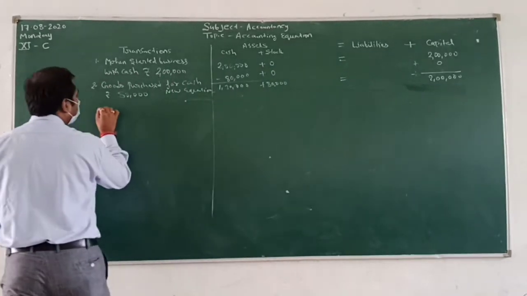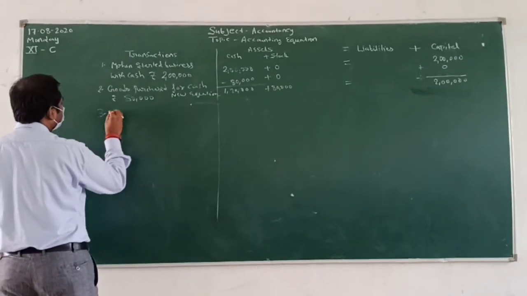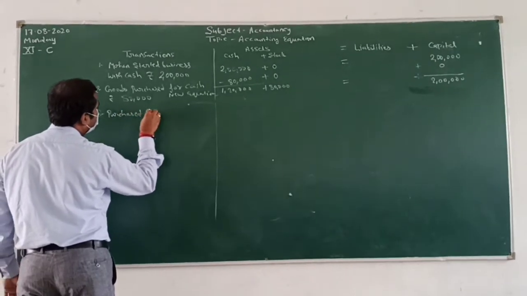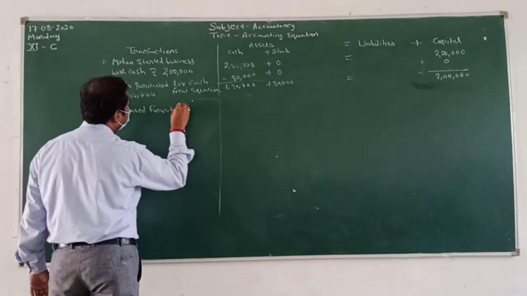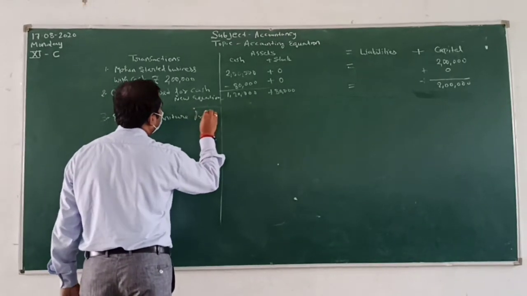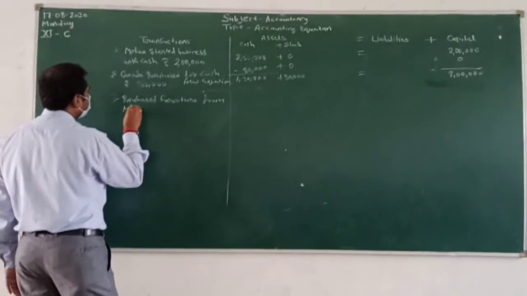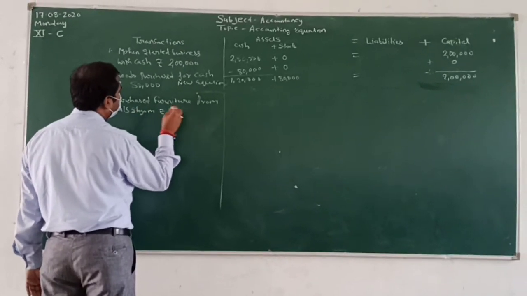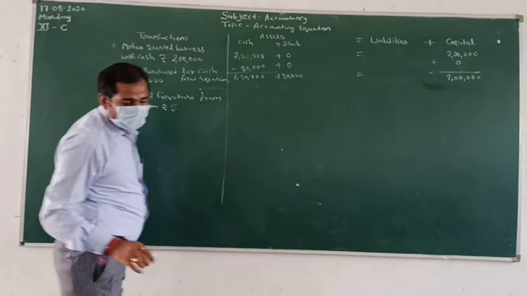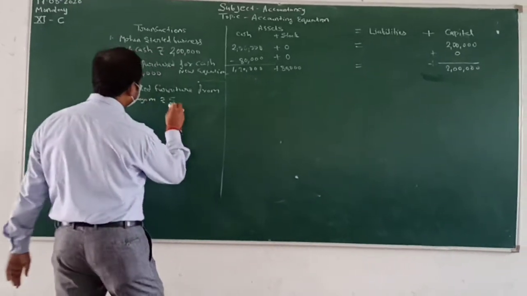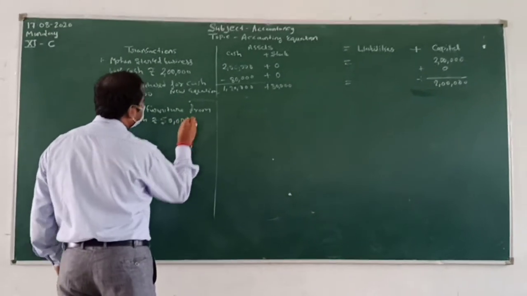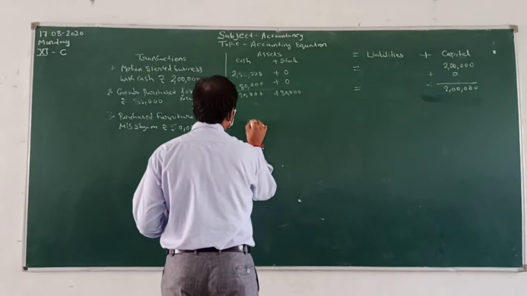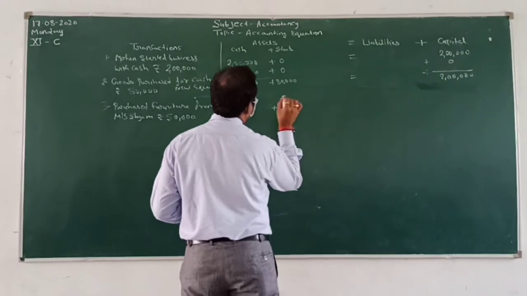Here we write the third transaction, purchased furniture from Mr. Shyam, rupees 50,000. There is no change in cash, so we write here 0. There is no change in stock, we write here 0.